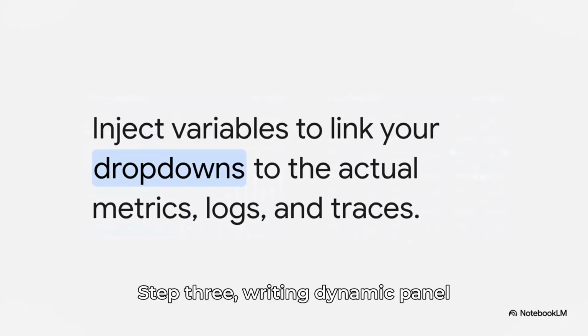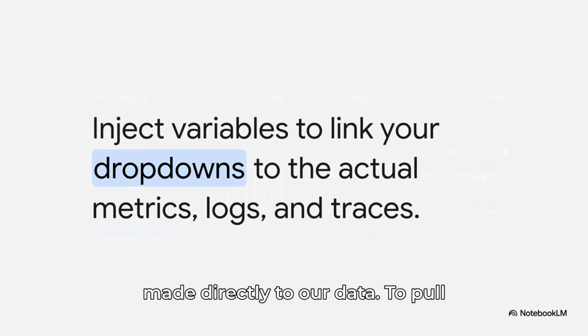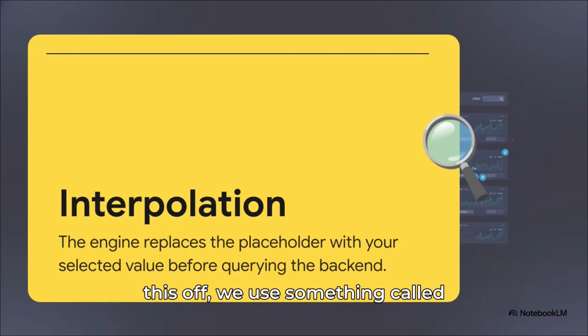Step 3, writing dynamic panel queries. This is where we actually link those dropdowns we just made directly to our data. To pull this off, we use something called interpolation. I know it sounds like some heavy academic technical word, but don't worry, it's actually really straightforward. It's simply the mechanism where the Grafana engine replaces your variable placeholder with whatever drop-down value you picked. And it does this before it actually queries the backend.